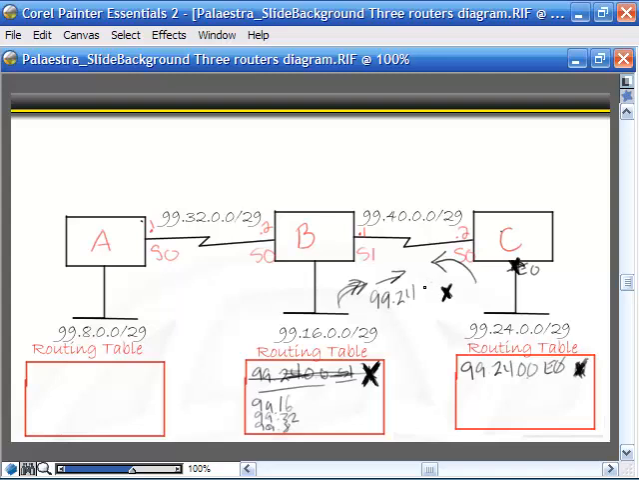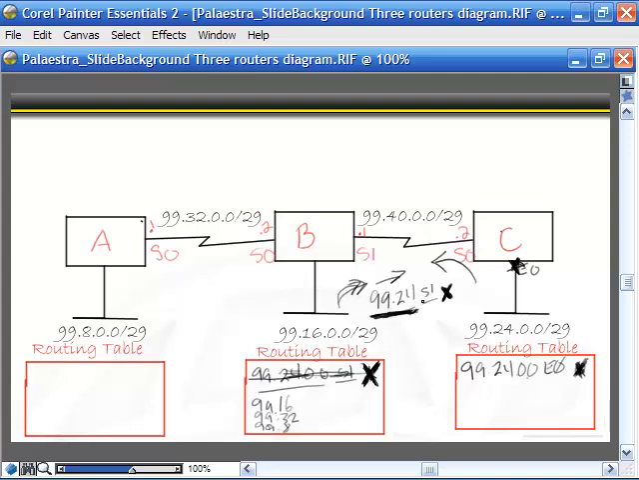I know the path is down. Don't worry about it. I won't send it to anybody else. So that's the poison reverse part. And that has to overcome the split horizon rule, because split horizon says you can't send information about a network back out the interface in which the original update came.